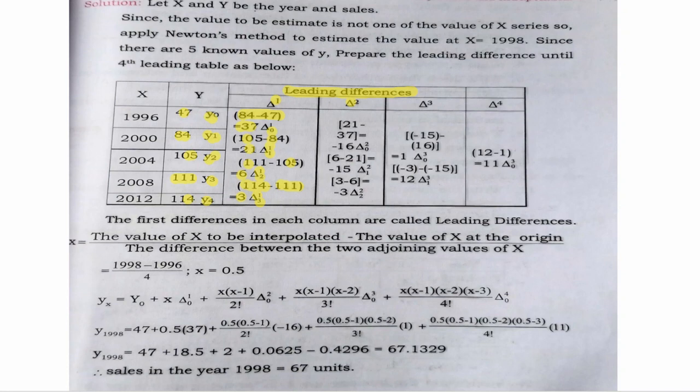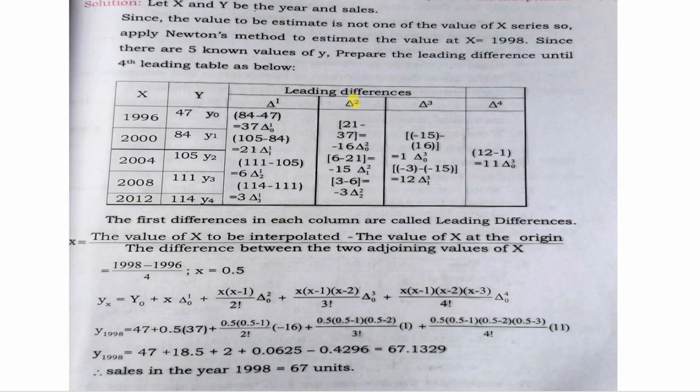So the y values are y0, y1, y2, y3, y4. We take the differences y1 minus y0, y2 minus y1, y3 minus y2, y4 minus y3. The known values we get are called delta to the power of 1, that is delta 0, 1, 2 and 3. Next we will prepare delta 2.